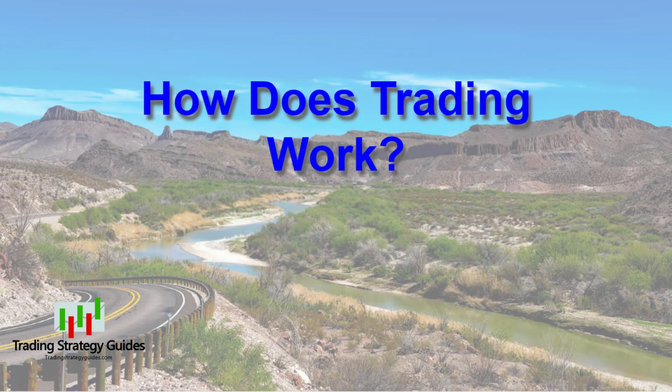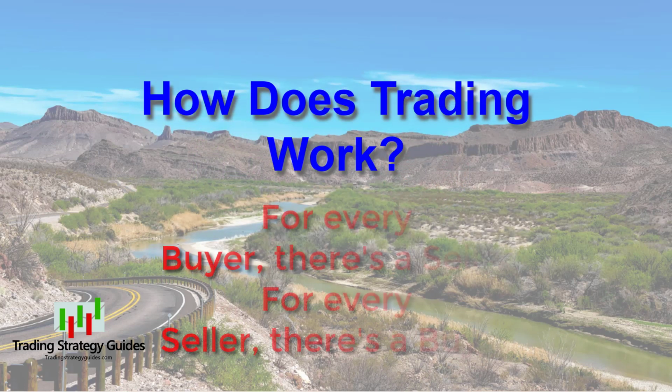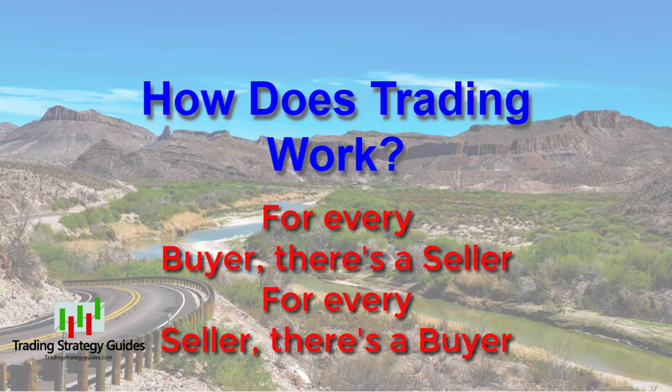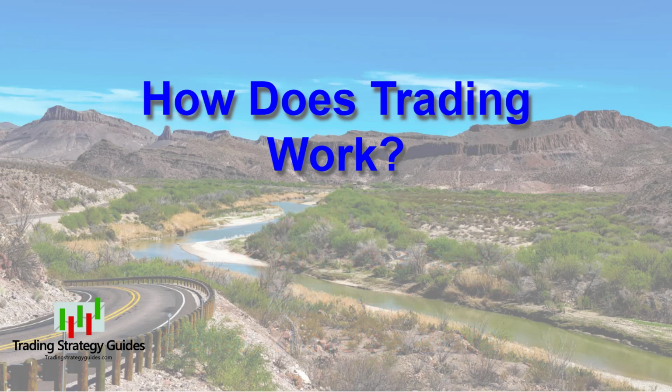For every buy order executed, there must be an equivalent opposite sell order for a transaction in the market to happen. Conversely, for every sell order executed, there must be an equivalent opposite buy order for a transaction in the market. These two opposite orders are equal. All you need to do is agree on the price.